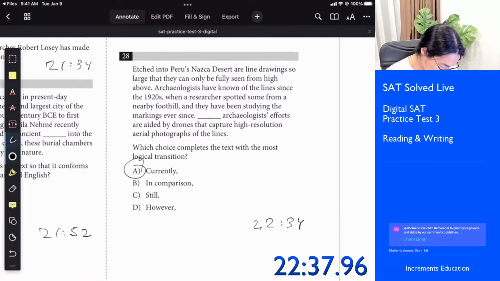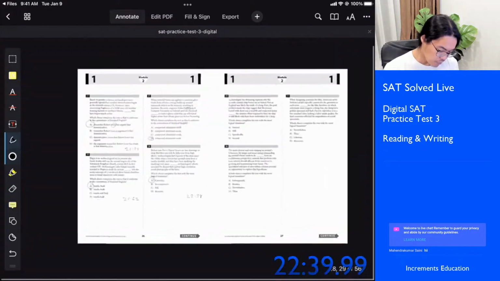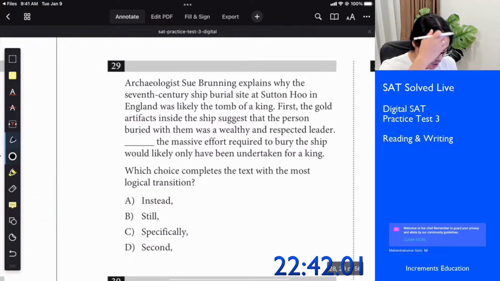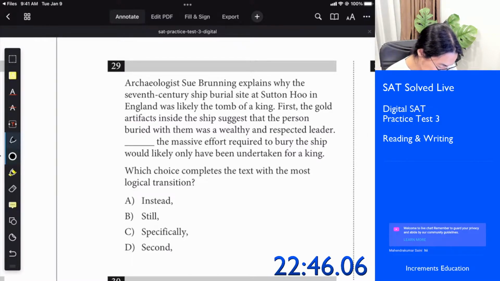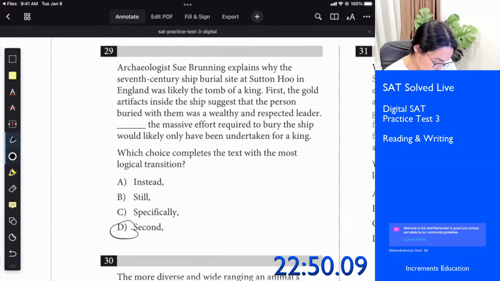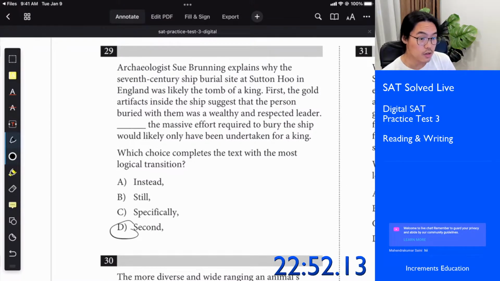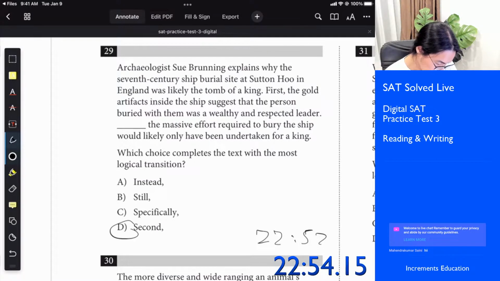2234. Archaeologist Sue Brennan explains why was like the tomb first and second. The master incredible would like we have the first and we have the second. 2252.